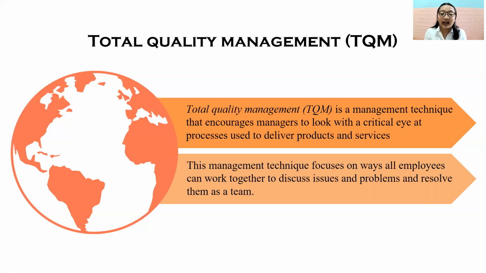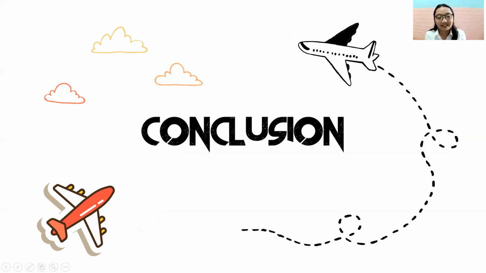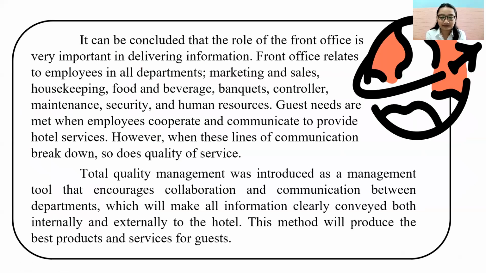And the last is the conclusion. Please move to the next slide. So, it can be concluded that the role of the front office is very important in delivering information in a hotel. Front office relates to employees in all departments, which are marketing and sales, housekeeping, food and beverage, banquets, controller, maintenance, security, and also human resources.